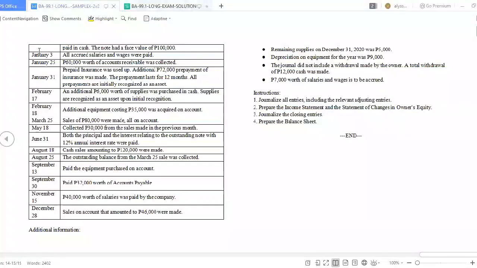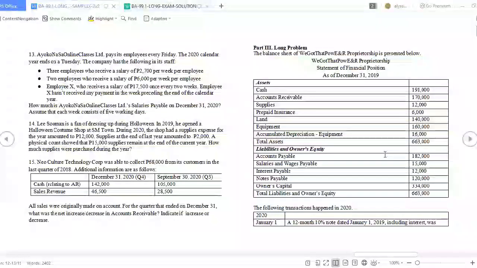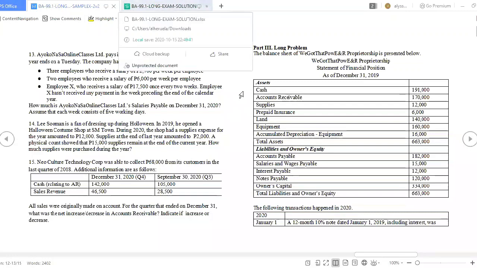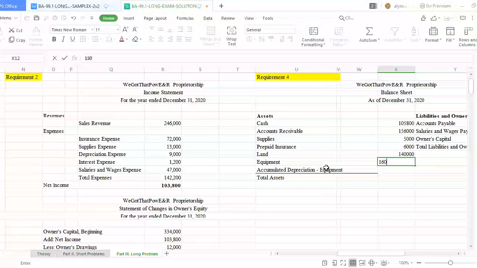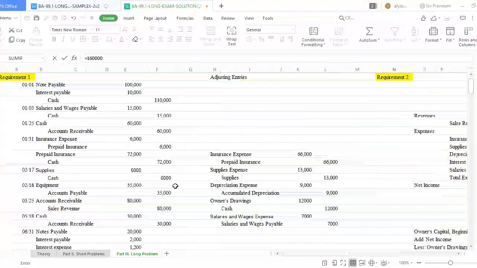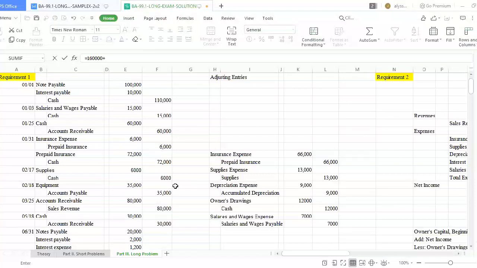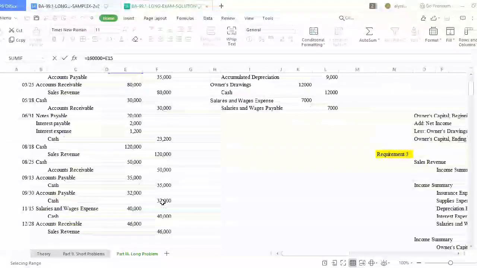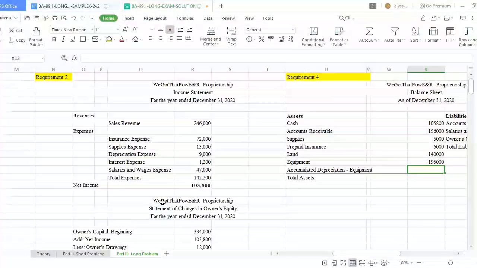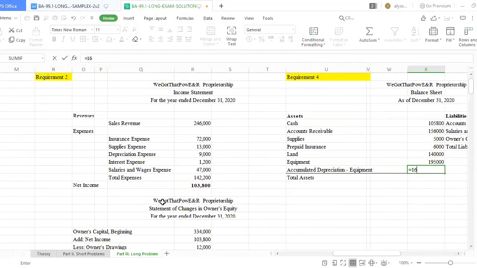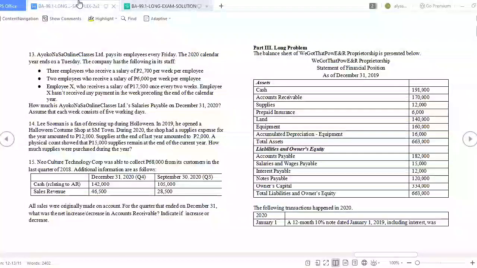Then equipment, beginning balance of 160,000, accumulated depreciation 16,000. So we bought here on equipment 35,000. Okay, that's it. And then accumulated depreciation of 16,000. Let's check again. That's right, 16,000.